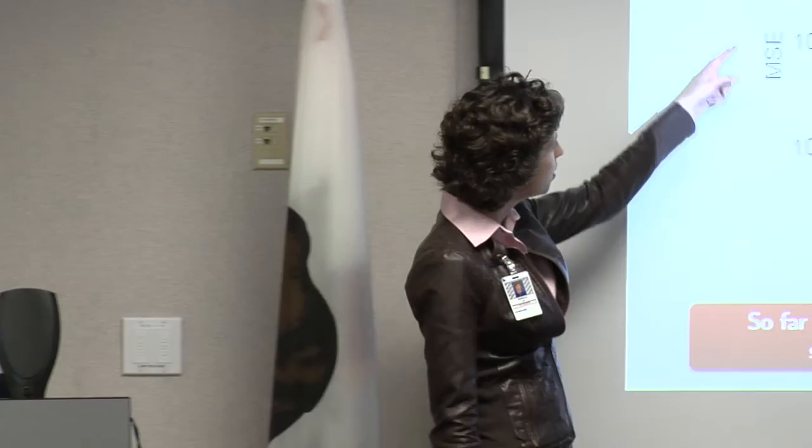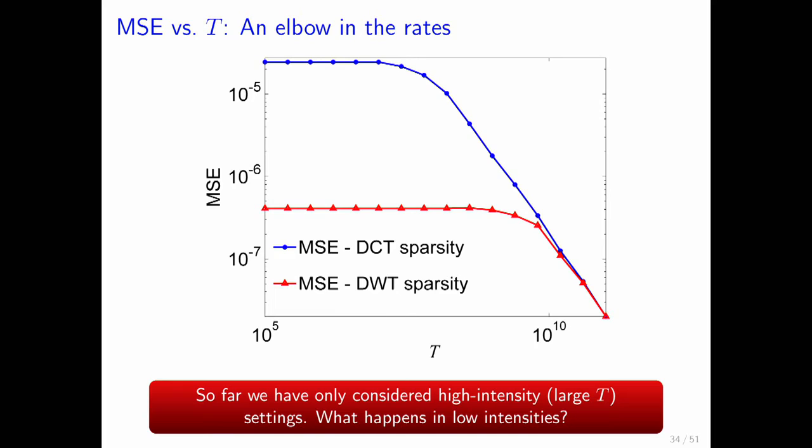So what we could do is plot this mean squared error versus T, and what we see is that when T is big, then our theory holds exactly. Things are just scaling like 1 over T. But we have these sharp elbows in the rates, where when T is small, we get mean squared errors that do not degrade gracefully with T. Instead, there's a key cutoff point, and if T is not above that cutoff point, then we're not going to be able to get good reconstructions at all. Okay. So what's really happening in these low intensities?